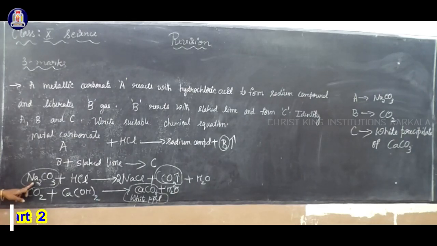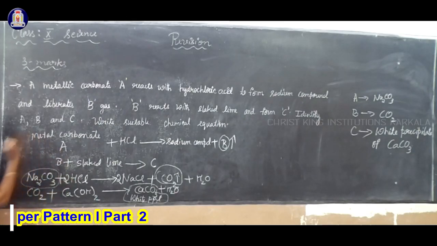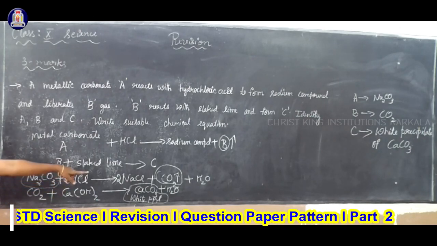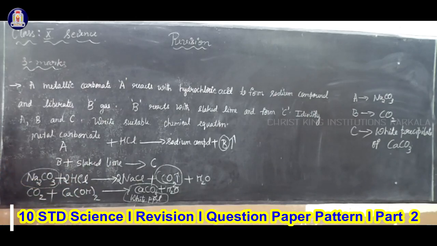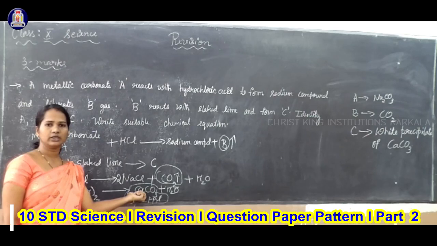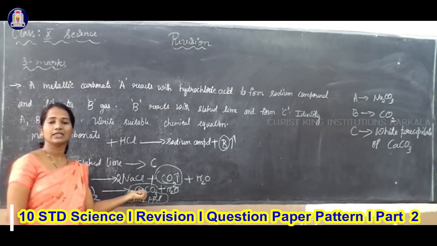Na2, 2Na. This is 2 HCl. Na2CO3 plus 2 HCl gives sodium chloride, carbon dioxide, water. One more equation is carbon dioxide passed through slaked lime, that is calcium hydroxide. We get calcium carbonate, white precipitate of calcium carbonate.